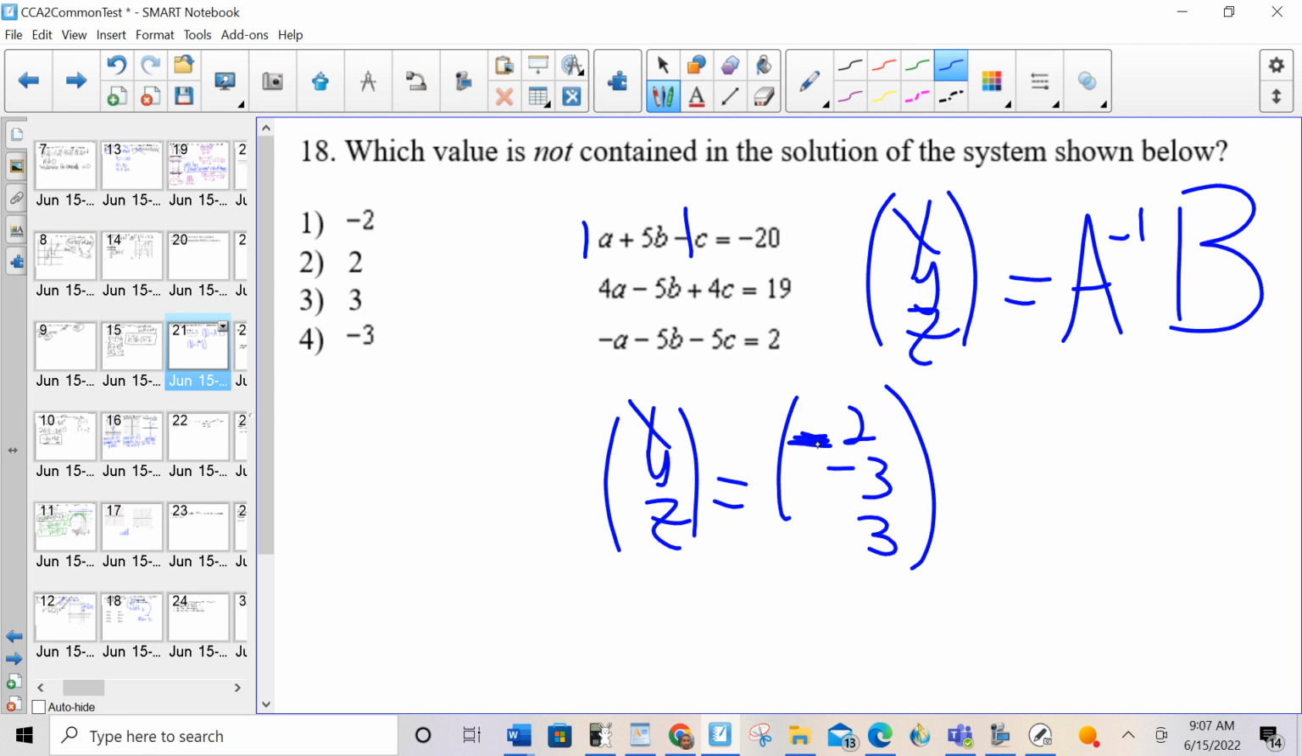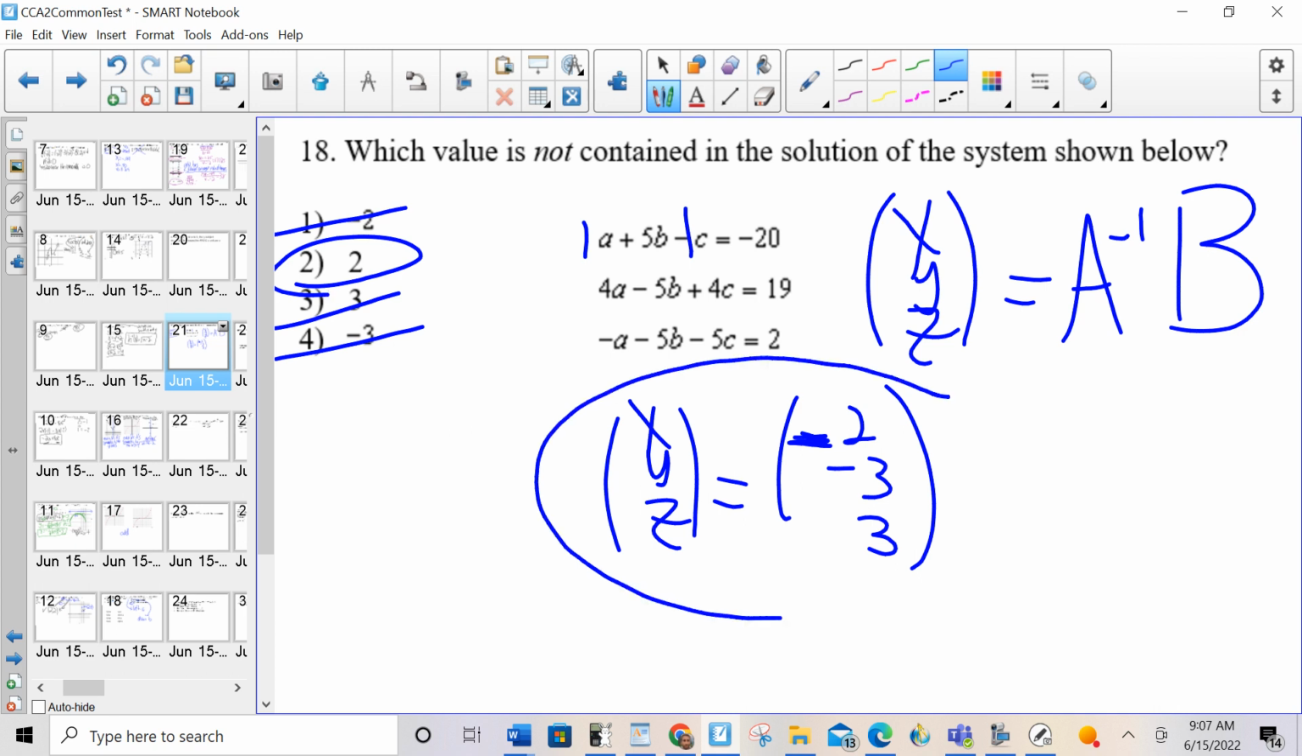Which value is not contained? Well, negative 2 is, negative 3 is, 2 isn't. If this is open response, again, ideally you're going to be able to do elimination method, which will come later in this video, because apparently I have 3 hours to record a video or whatever long this is going to take. But if that's not happening for you, if you just write the answers, that's 1 point.